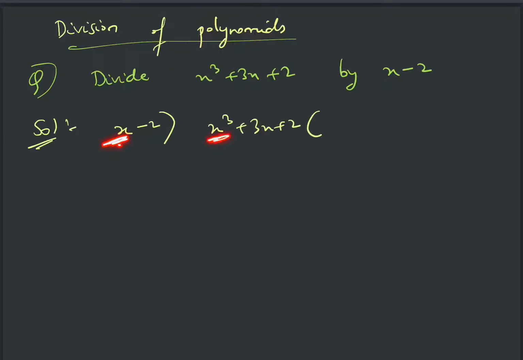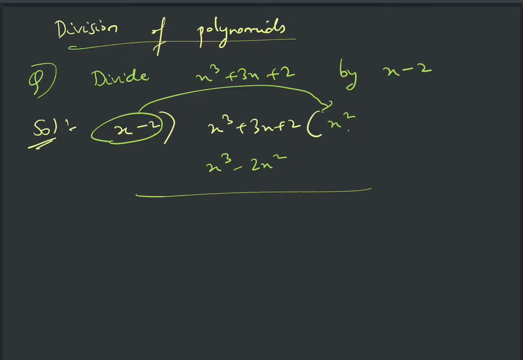See, I have x here, and here there is x cube. So what should I multiply with x to get x cube? I should multiply x square, right? So let us multiply with x square. Now see, this entire x minus 2 is getting multiplied with x square. So you'll get x into x square as x cube, minus 2 into x square as minus 2x square.